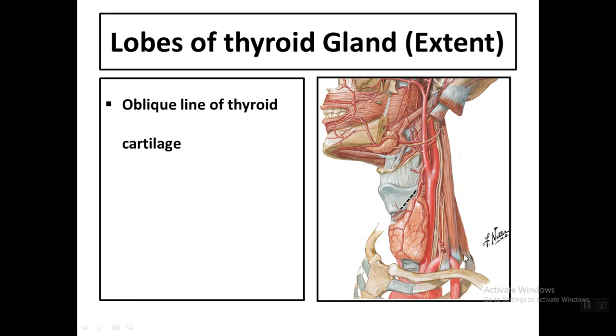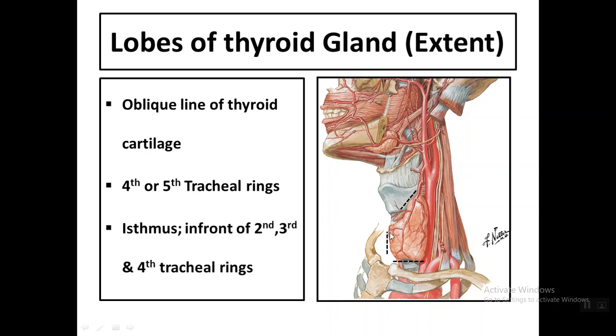This is a lateral view of the neck and the thyroid gland. Here, this is the thyroid gland. This is the left lobe. راح نشوف هنا الاكستنت، الـ apex reaches the oblique line of the thyroid cartilage, and the base at the fourth or fifth tracheal ring. وقلنا الاسمس at the midline extends in front of the tracheal rings اللي هي second, third and fourth tracheal ring. نشوف العلاقة الوثيقة in between the thyroid gland, the larynx and the trachea.